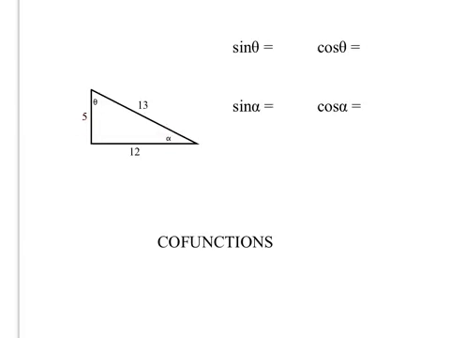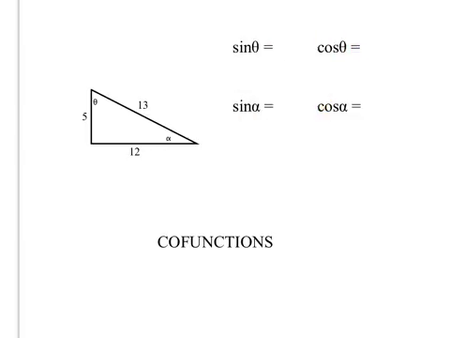The side 5 is the adjacent for theta, but it's the opposite for alpha. And 12 is the opposite for theta and the adjacent for alpha. And here's the point. These two share the exact same triangle. And since sine, cosine are built out of sides of the triangle, it should make sense that somehow these are going to be related to each other.